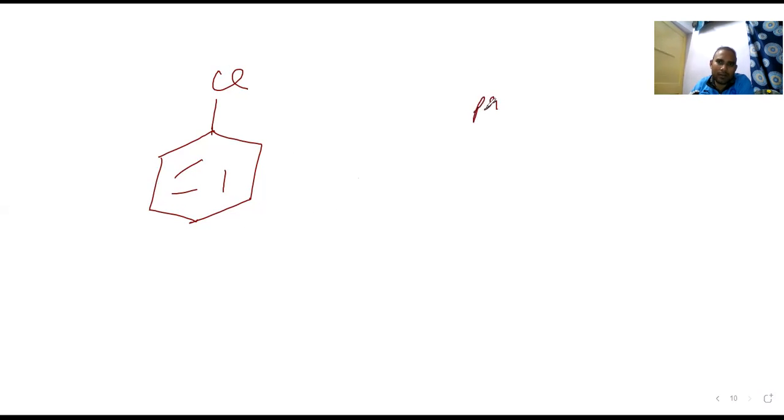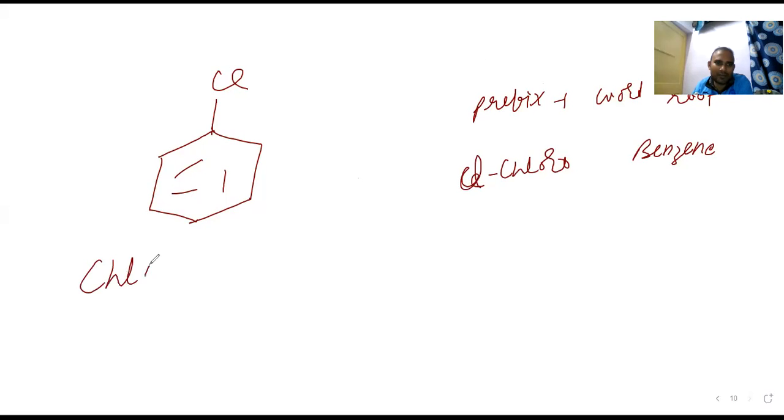What is the order? Prefix, then word root. The word root is already there in the benzene, and the prefix... Is it toluene? No, it's chlorobenzene. This is chlorobenzene. Very good. Yes, chlorobenzene.